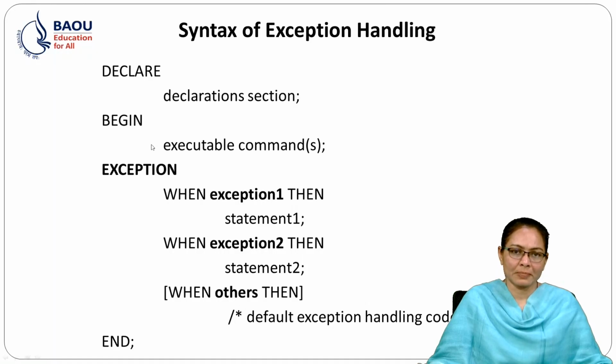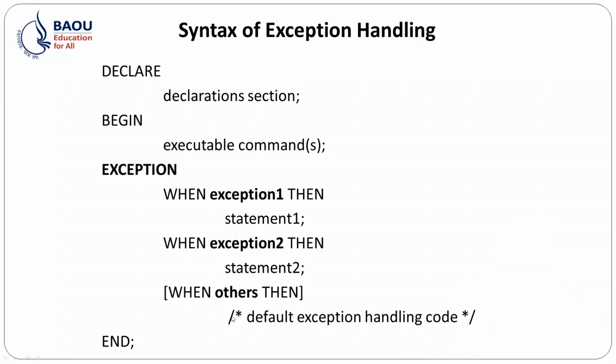So, here the begin section is executed with the SQL statements, and if any error or abnormal condition is generated, then control transfers to the exception section, and that abnormal condition or error is handled by exception 1. If this exception is matched, then this statement is executed. If this exception is matched, then this statement is executed. If no exception in the exception section is matched, then the others part is executed.